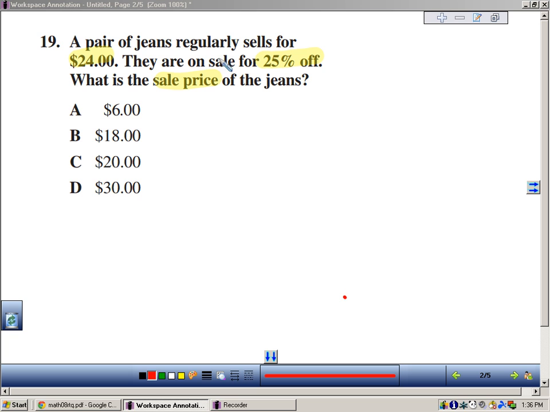And how do you find the answer of the percent of a given number? You multiply the percent by the given number. So, what is the given number here? Jeans. It costs $24. Right? And the percentage that we're taking off is 25% off. And so, we're going to find 25% of $24. So let's rewrite this as a decimal.